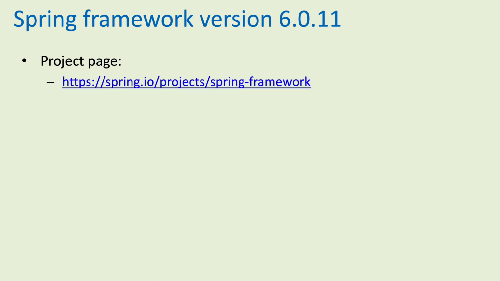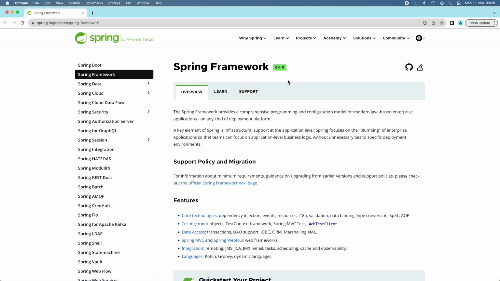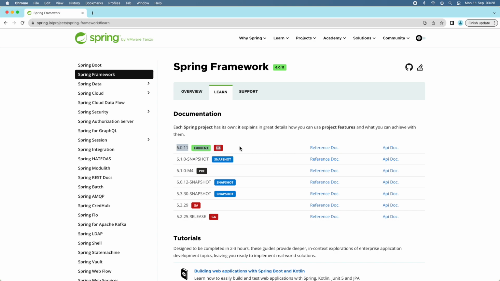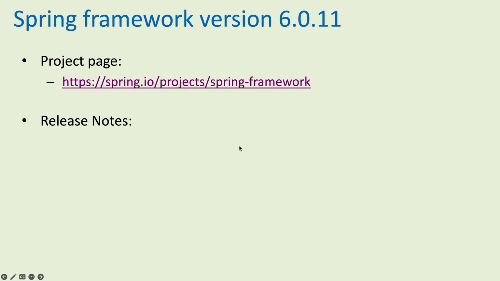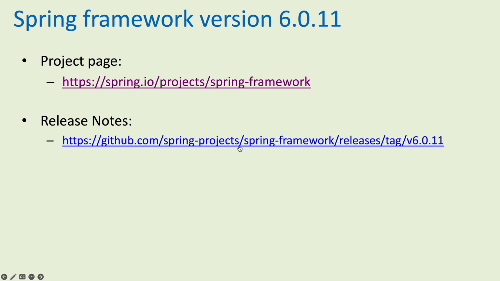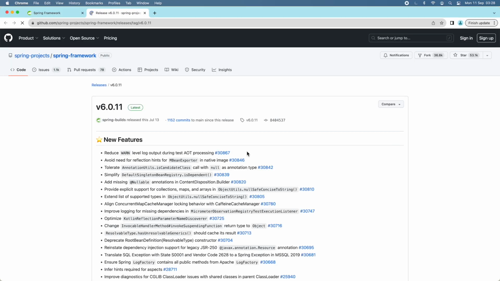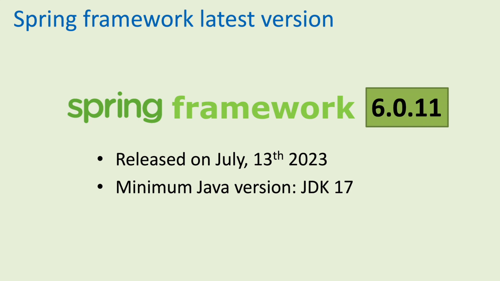You can always find the latest version of Spring Framework on its project page at spring.io/project/Spring Framework. As you can see, the latest version is 6.0.11. You see here, and you can also check the release notes at github.com. This is the release notes of the version 6.0.11. So the latest Spring Framework version is 6.0.11.